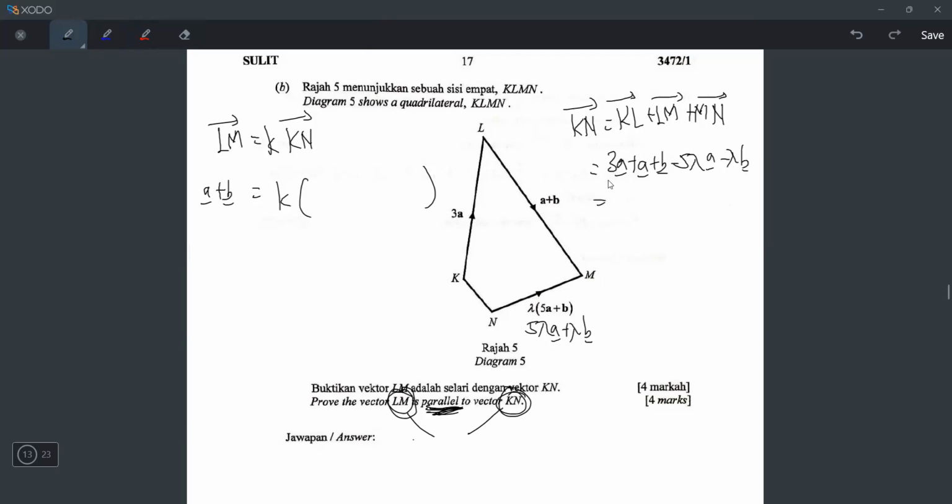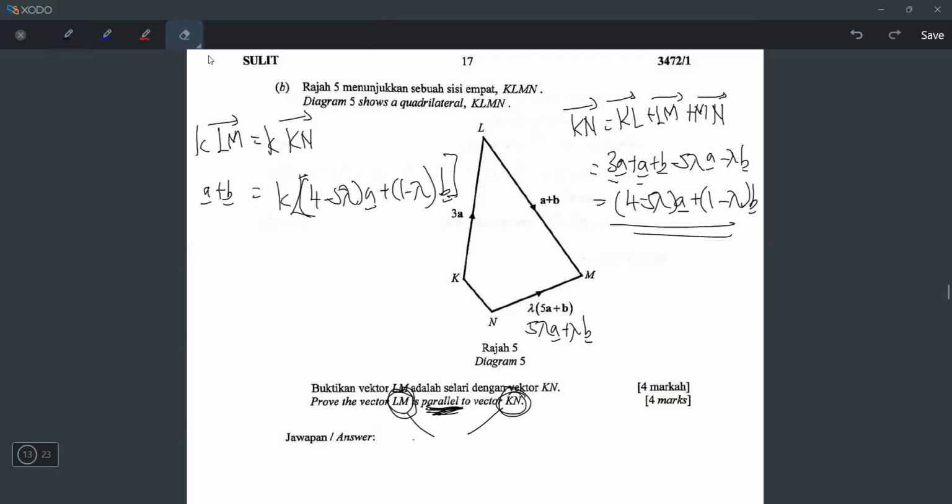So you will get this, and then 3A plus A is 4, so 4, and then minus 5 lambda, and I take out the A. Same with the B here, I can factorize, just left with 1 minus lambda. So this is your vector KN. So I can put this in here: 4 minus 5 lambda A plus 1 minus lambda B. But don't forget that you have to take all of this times K, right? But I realize it's better to just add K here and not here. Did you know that you can add K here also?